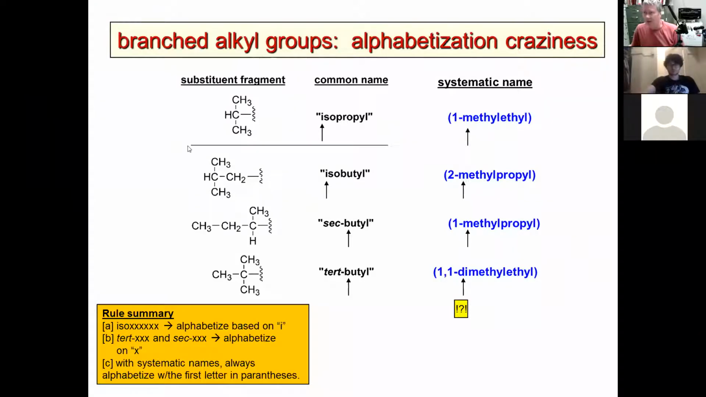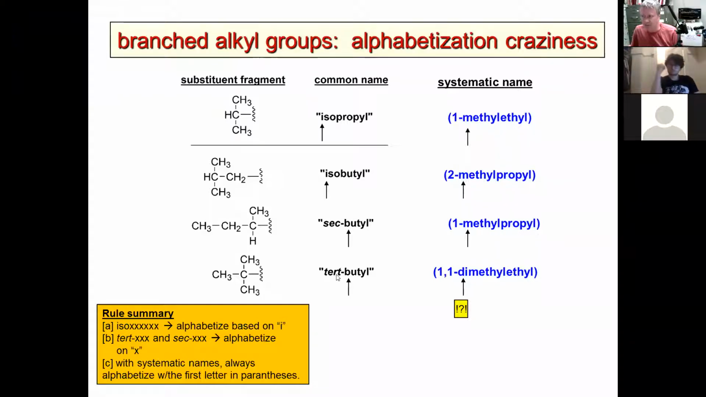Okay, I'm recording. So we're in the third one, sec-butyl. It's 3 carbons, basically a propyl group. That is a propyl group, 3 carbons, with a methyl on carbon number 1. And the systematic name would be 1-methyl-propyl.